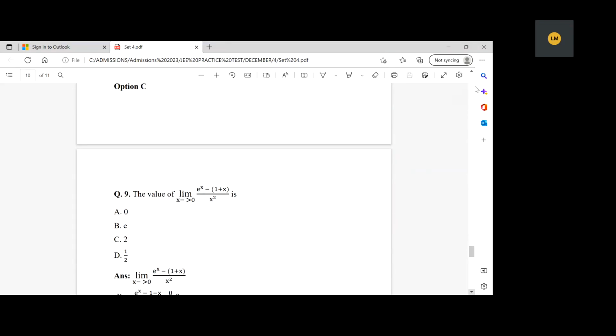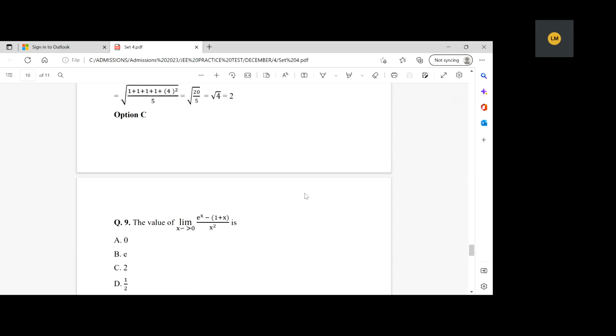This is a very simple question. There are different methods to solve this. Even you can substitute for e raised to x the formula and you can solve it. The value of limit x tends to 0 of e raised to x minus 1 plus x, or it can be even 1 minus x by x square, equal to, is it 0, e, 2 or 1 by 2?